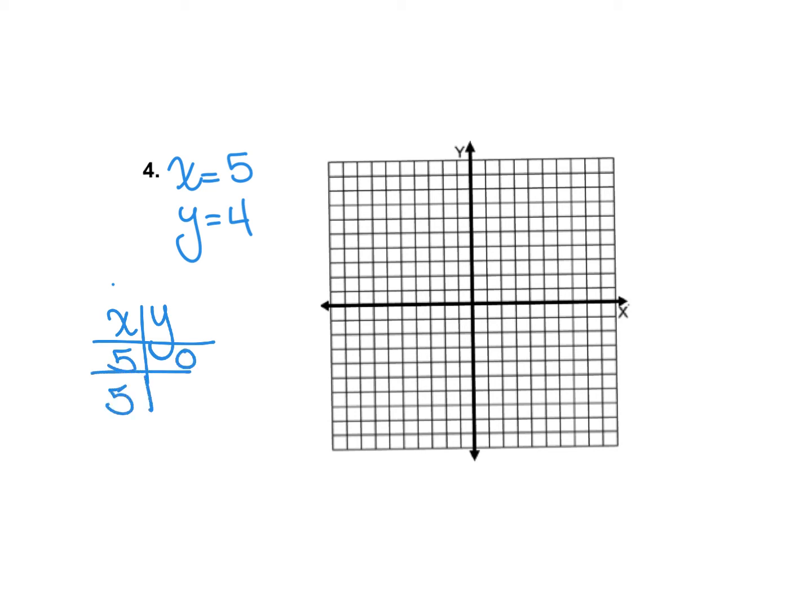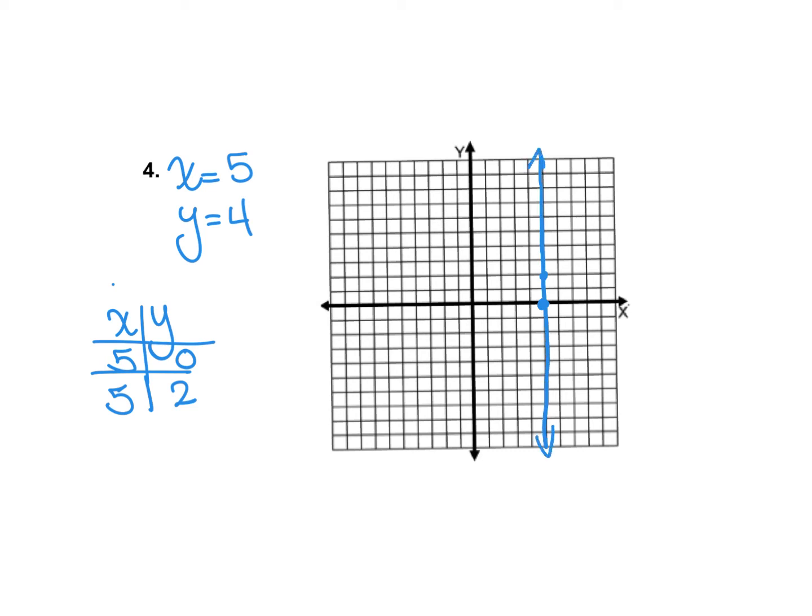And if I put a 0 and a 2 here for y, I would go over 5: 1, 2, 3, 4, 5. So I'm going over 5, up 0, and then over 5, up 2. And notice how you have a line that goes straight up and down like this.